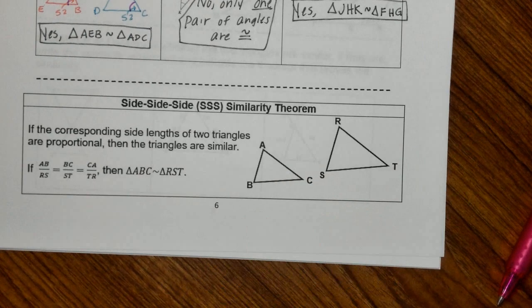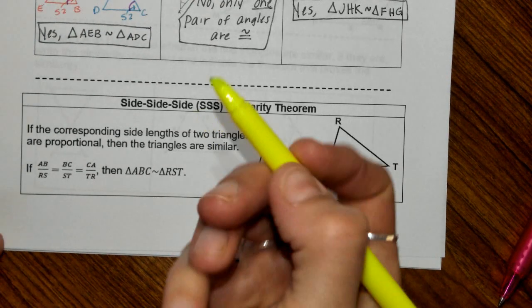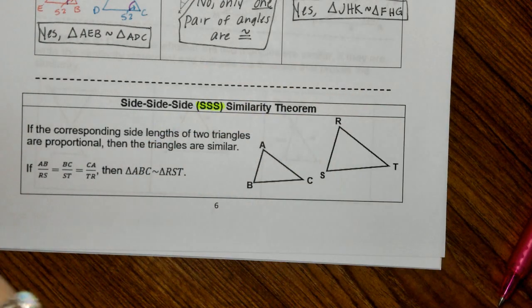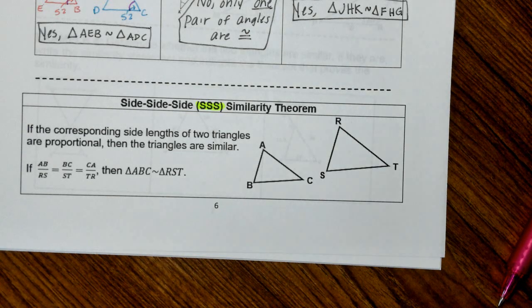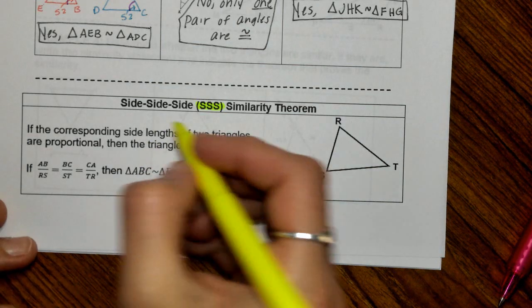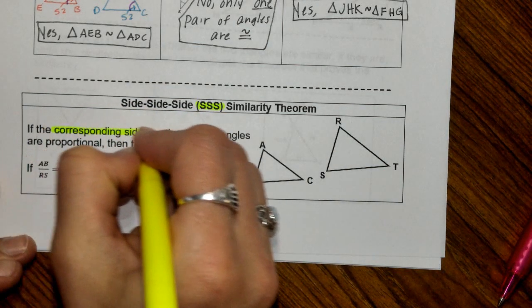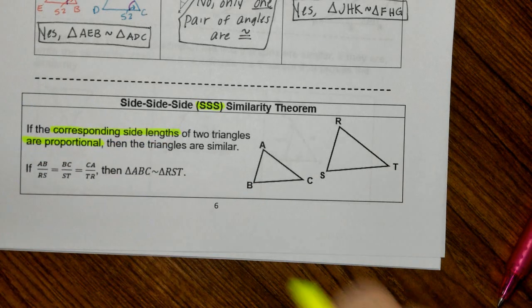All right, let's talk about the next one. Rewind if you need to, please. We're looking at side, side, side. This should sound familiar. Now, a congruent triangle, side, side, side, was a way of proving congruency, but the sides were congruent. Now, we're not looking at congruent sides. Remember, your sides are going to be different. What we're looking for is corresponding side lengths are proportional.